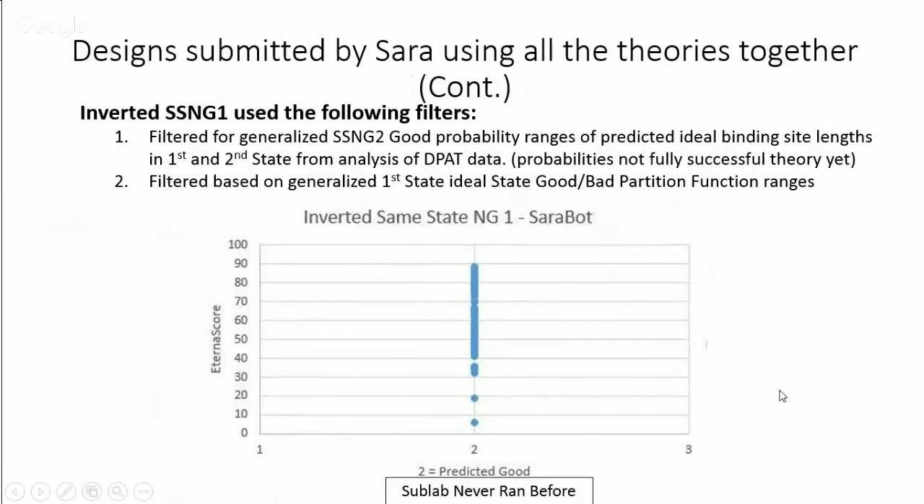So here's the first one. This is one that's never been run before, and that was filtered for generalized same-state NG2 good probability ranges of predicted ideal binding site lengths in the first and second state. Even though the probabilities is not a successful theory yet, it used the ideal binding site lengths. And so it still had the ideal binding site, which I showed you plots of, and the ideal binding site will get you some really decent scores. One of the things the probabilities does is it's just good or bad in that stack.